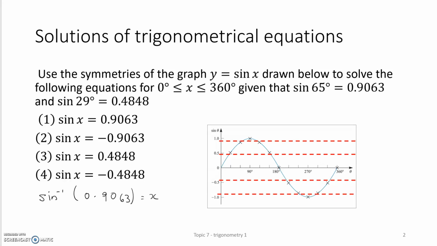And we can use then the identity from the previous class to give us that x is equal to 65, or 180 minus 65, which would be 115. So what you're doing is you're using sine of 180 minus theta is equal to sine theta. So use your calculator.